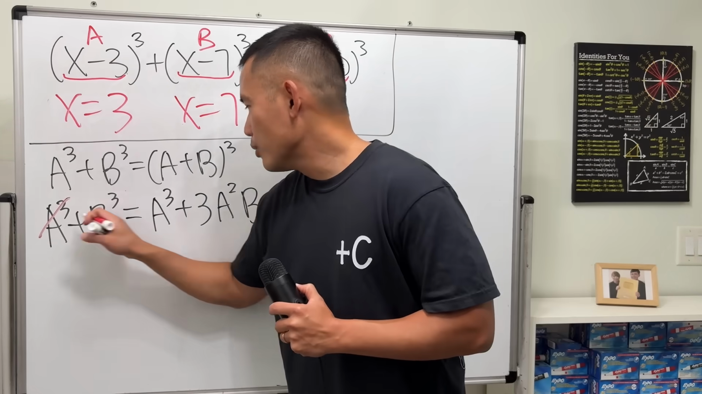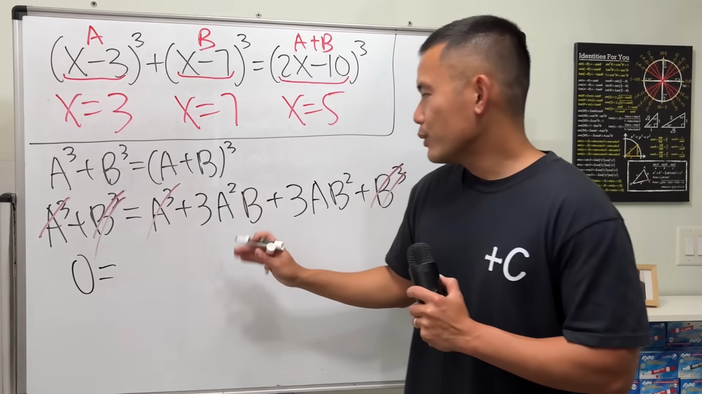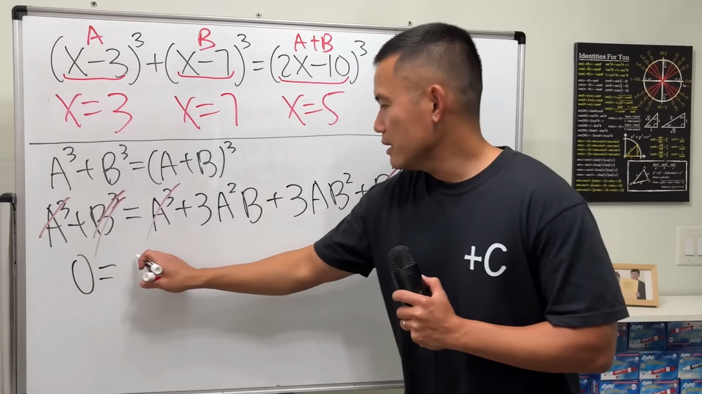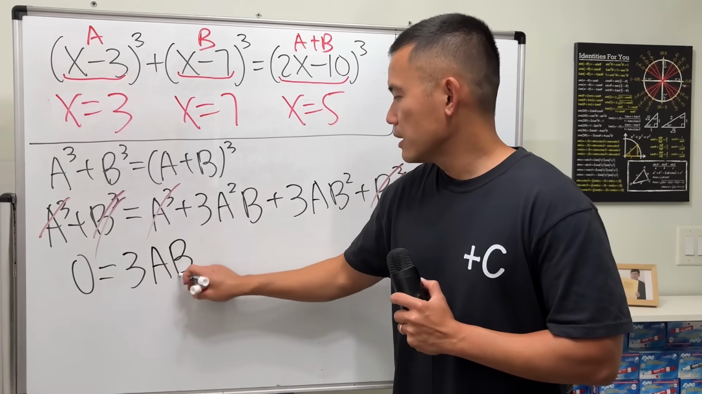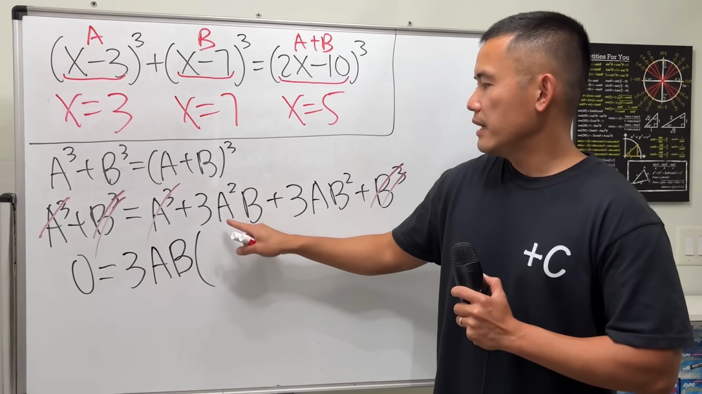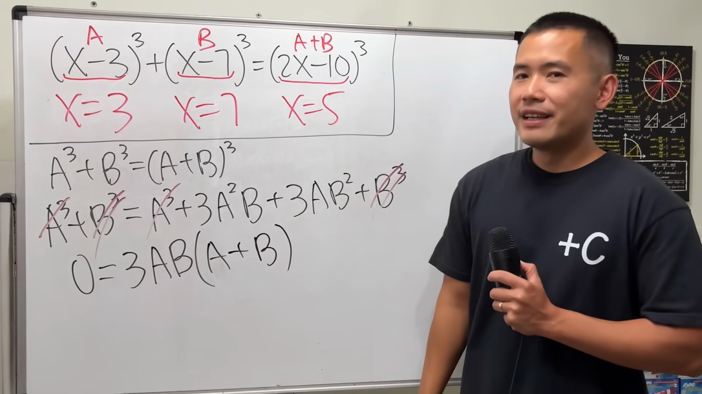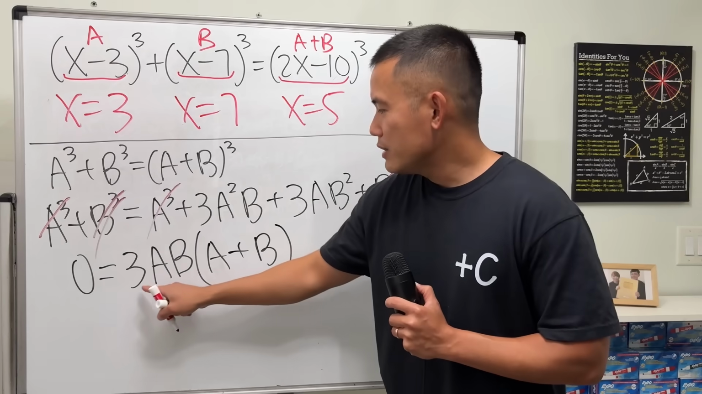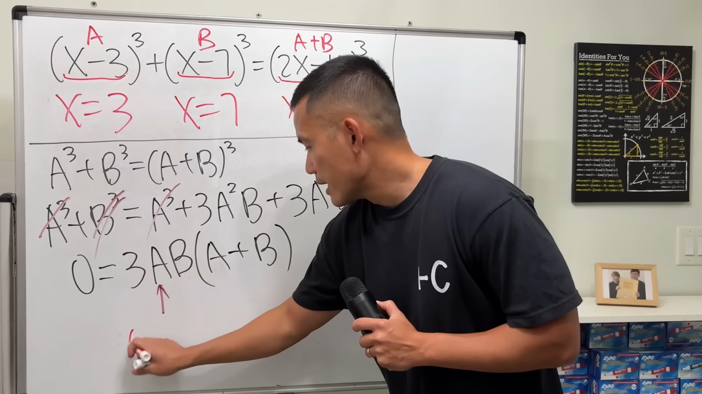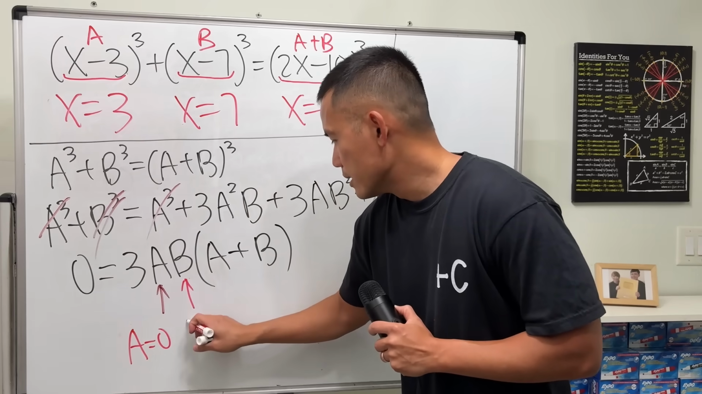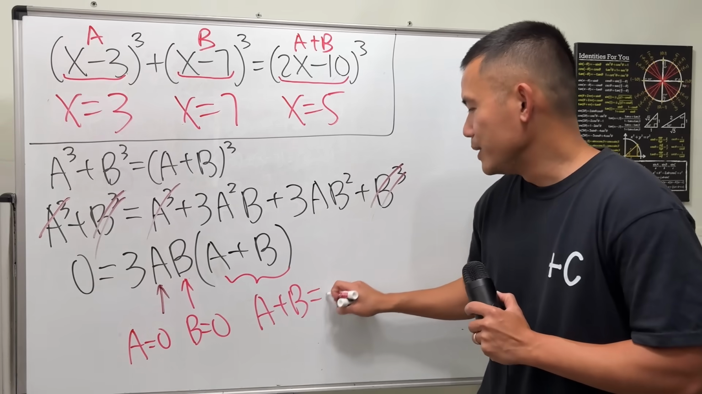Now we see A cubed on both sides, B cubed on both sides. So the left hand side is 0, and then the right hand side is what? We have the 3 in common, as well as an A and also a B. So we can factor them out. And then right here we will have A left, so just A, and then plus this right here we'll have B. So now have a look. We have 3 times A times B times (A plus B) is equal to 0. So this suggests to us that A is equal to 0. Next, B is equal to 0. And lastly, A plus B has to be equal to 0.